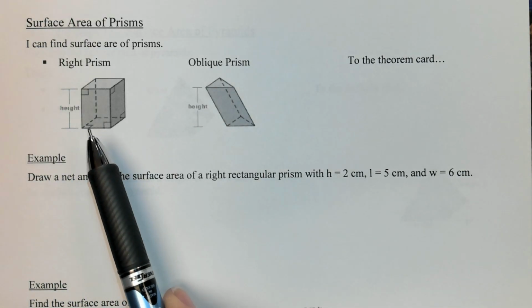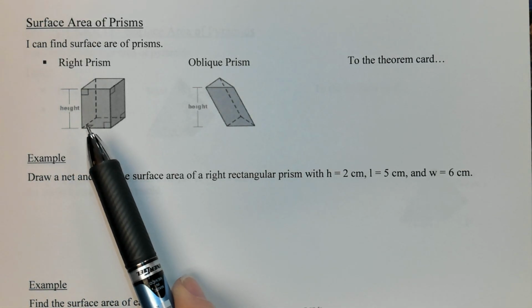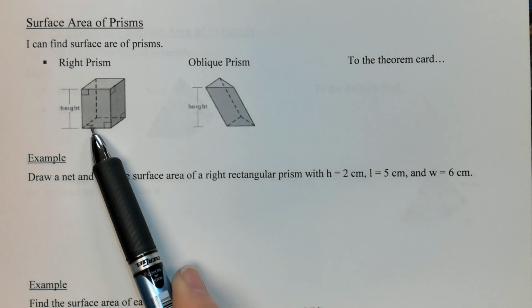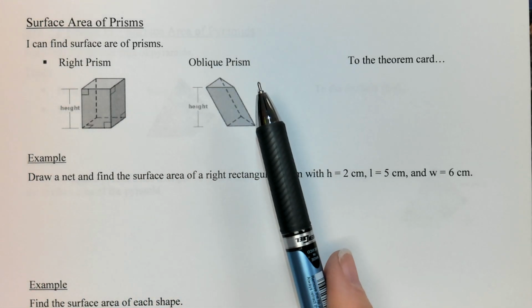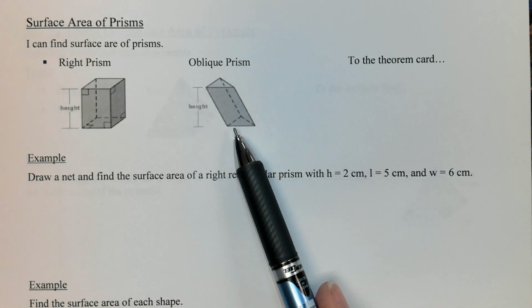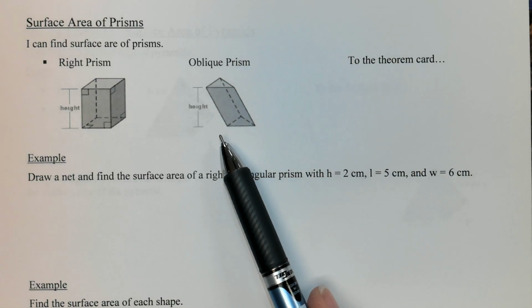One is a right prism, where it is a very square, rigid, upright prism, every corner is a right angle. And then you have oblique prisms, which are tipped one way or the other. They're not standing up straight. Their corners are not 90 degrees.